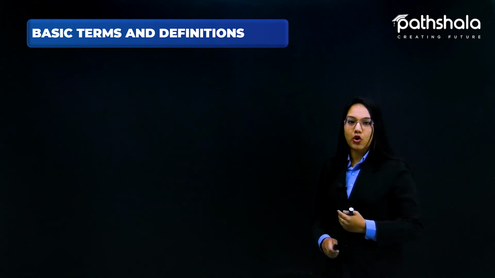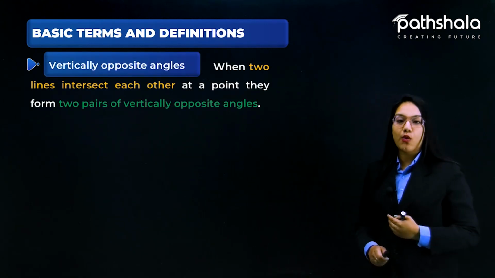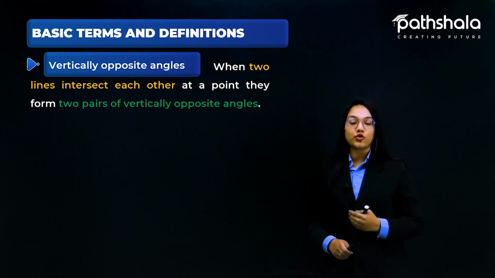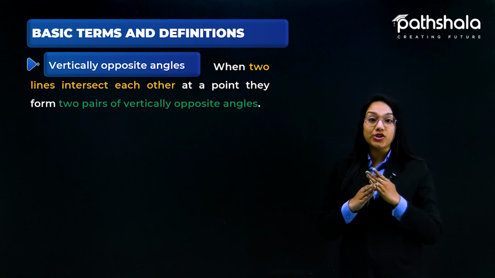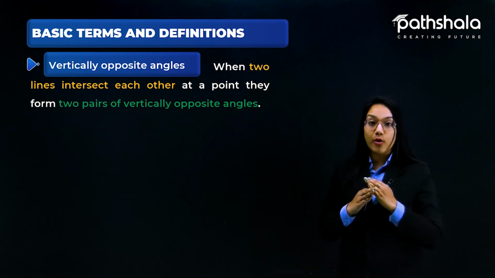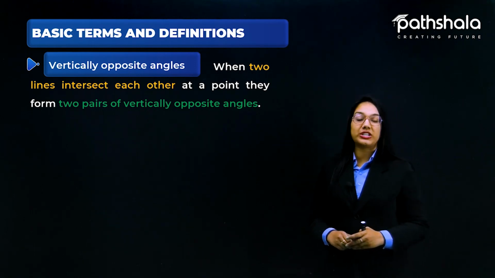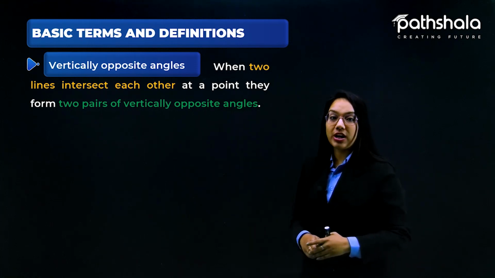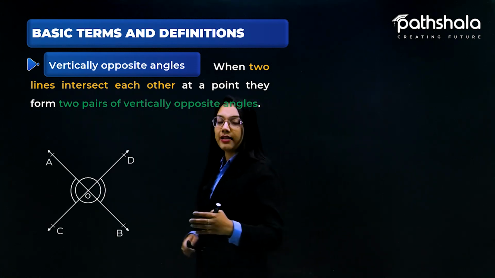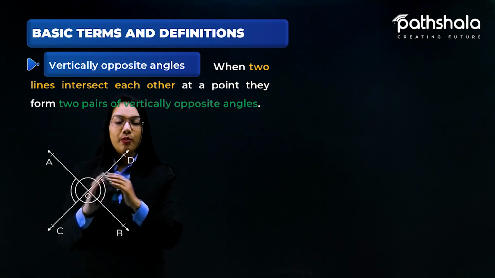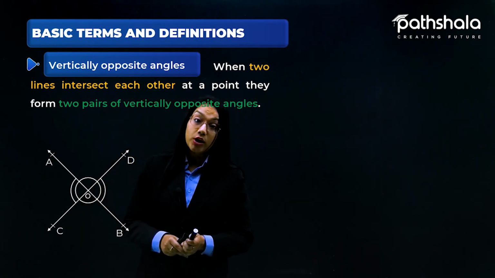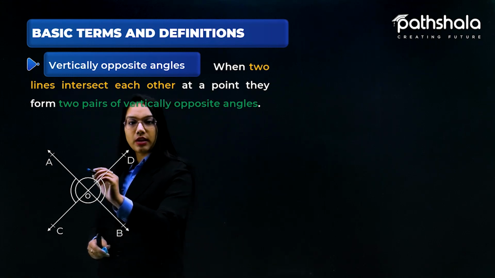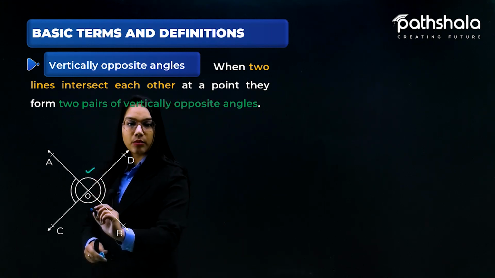Now let's further talk about the special type of angles that are called vertically opposite angles. What are vertically opposite angles? When two lines intersect each other at a particular point, they form two pairs of vertically opposite angles. So let us suppose I'm taking two lines and their point of intersection as O. So here you can see we have two pairs of vertically opposite angles, and what are those? The very first is this one, and the second is this one.